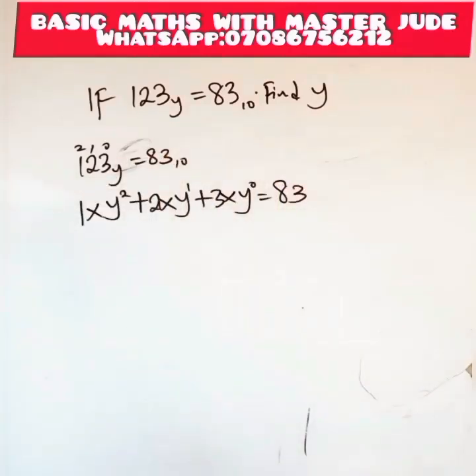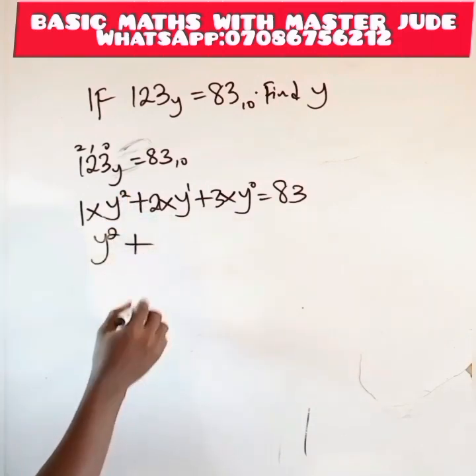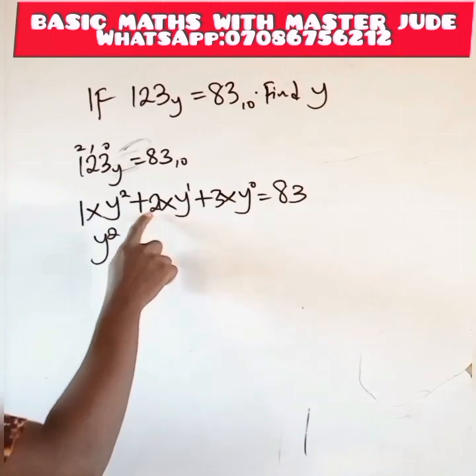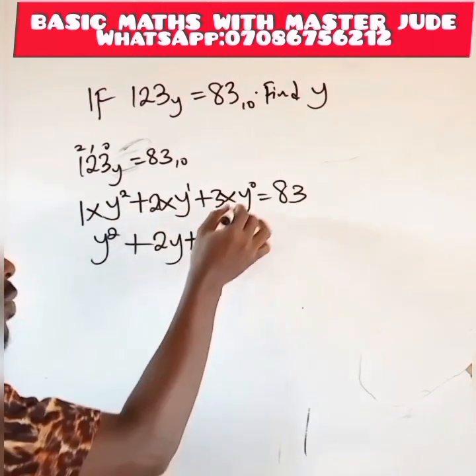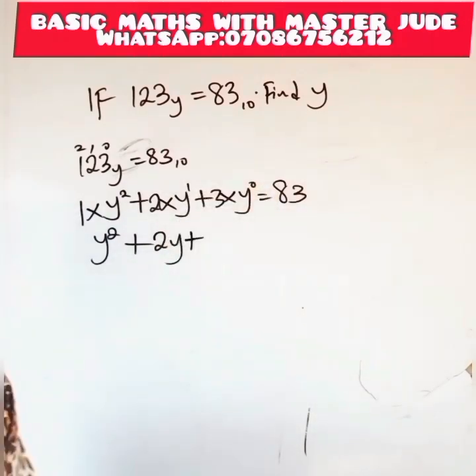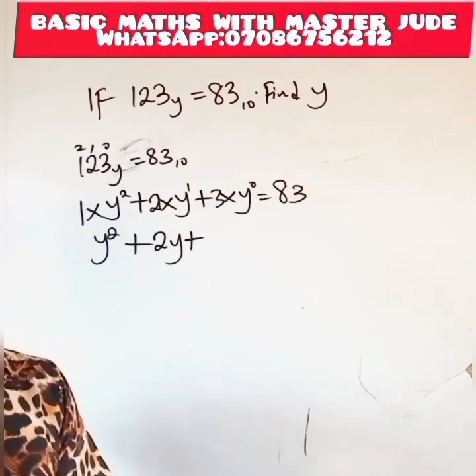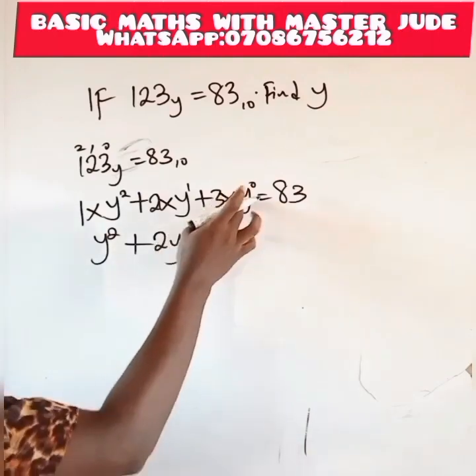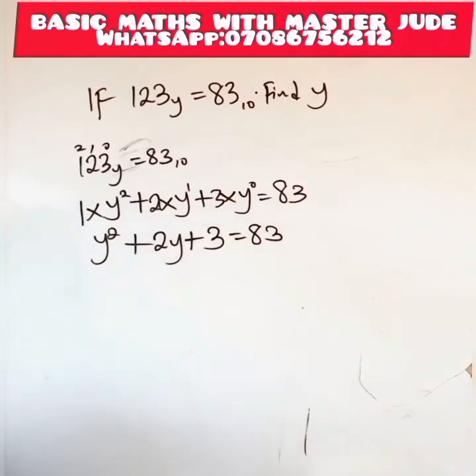Now 1 times y square will give us y square, plus y raised to power 1 is y. Then 2 times y will give us 2y, plus y raised to power 0 is 1, because from our laws of indices, any number raised to the power of 0 is 1. So y raised to power 0 is 1. 3 times 1 will give us 3, is equal to 83. Now let's collect like terms.